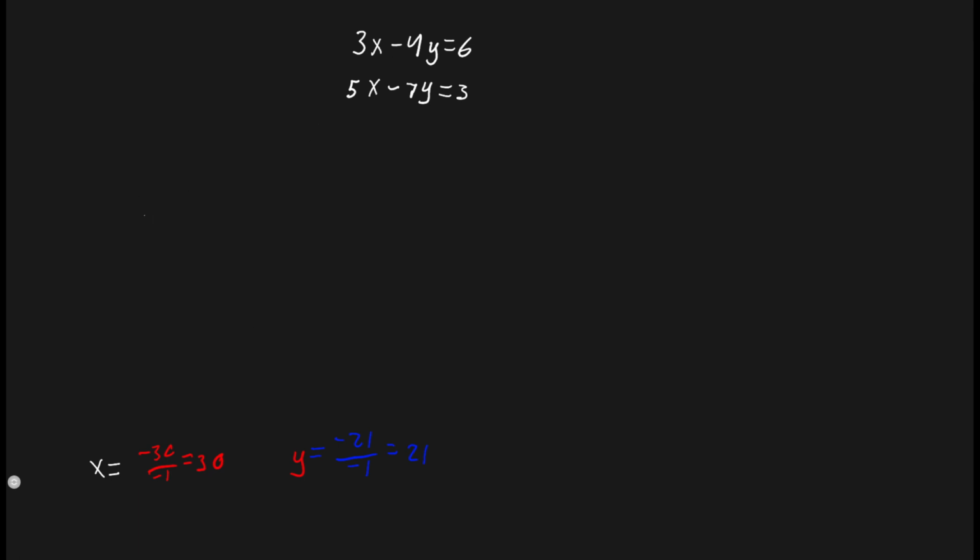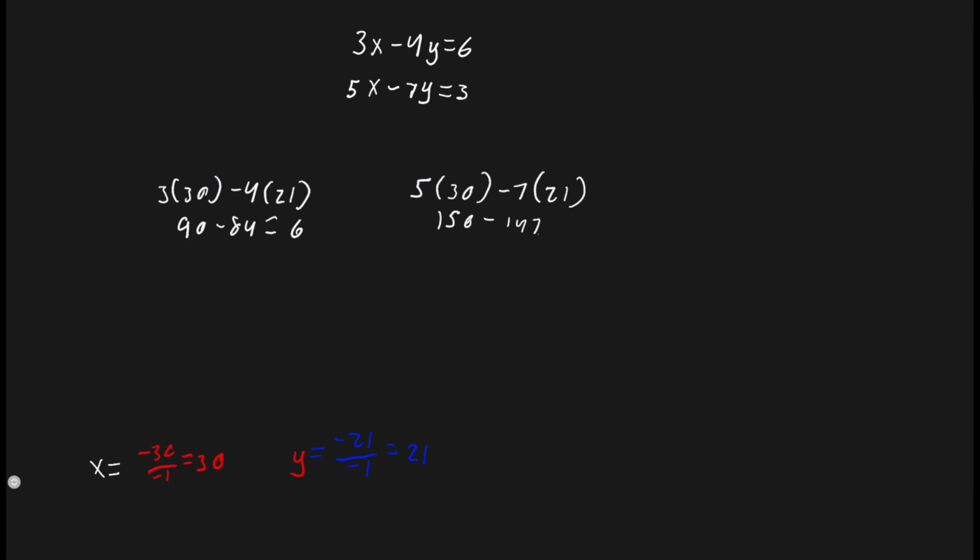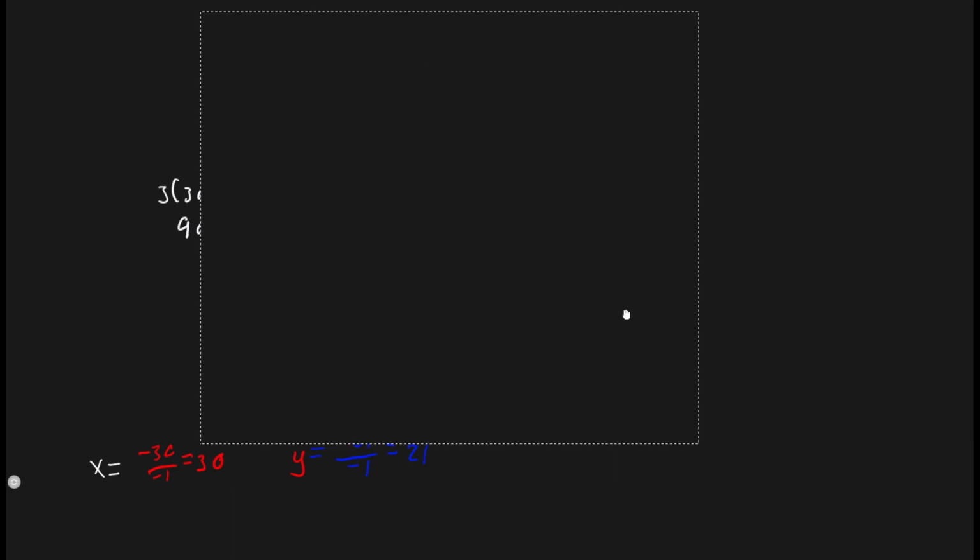Let's see what our first equation is going to give us. So we have 3 times 30 minus 4 times 21, where we get 90 minus 84, which is indeed 6. And we will do our second equation where we have 5 times 30 minus 7 times 21, which is 150 minus 147, which is indeed 3. So we see that the solutions we got from Cramer's rule actually work, and they satisfy our system of equations. And we'll look at another example to see how we can get the solutions using the same method and the same process.